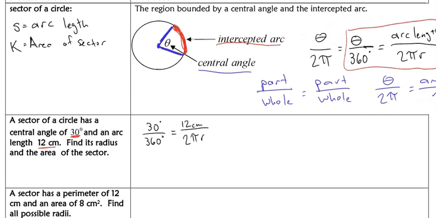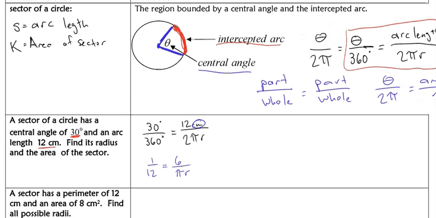And before we go too much farther, let's go ahead and simplify this down. 30 divided by 360 is going to be 1/12, and degrees divided by degrees, those units cancel out. So 1/12 equals 12 divided by 2, that's 6 centimeters, over, and actually let's go ahead and get rid of the centimeters. Remember that our units are in centimeters. But 12 divided by 2 is 6, divided by pi times radius. And so all we did there was just simplify each part of our proportion.